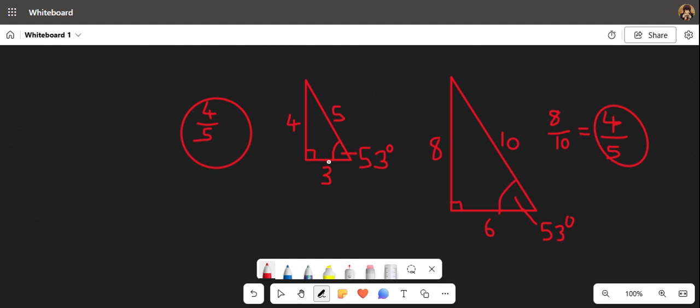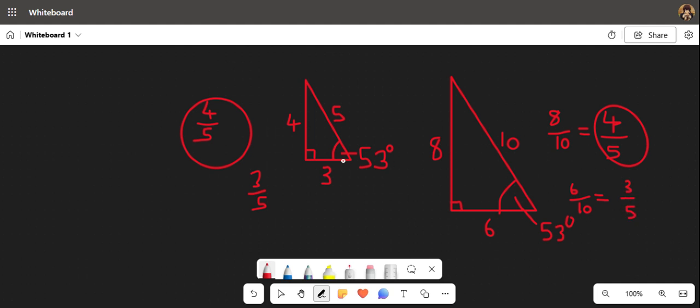I can also look at the adjacent and hypotenuse, which is 3 to 5. I can also look at the adjacent and hypotenuse here, 6 to 10, which simplifies to 3 to 5.